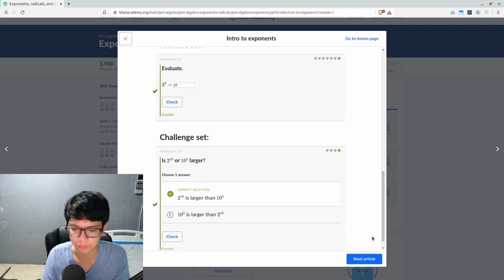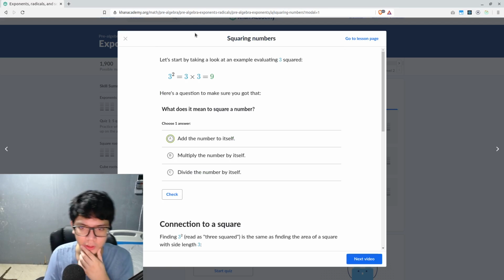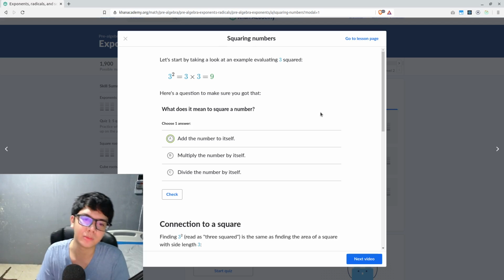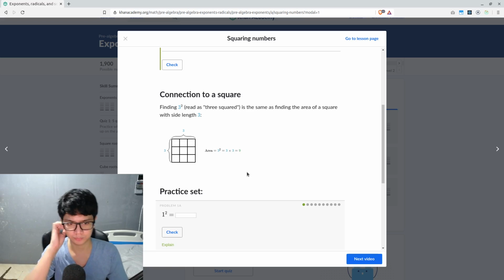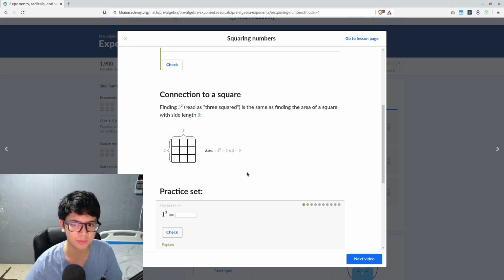Wow, 1024, cool. Okay, let's start by taking a look at an example, evaluating 3 squared. Here's a question to make sure you got that. What does it mean to square a number? Multiply the number by itself. Connection to a square: finding 3 squared is the same as finding the area of a square with side length 3.